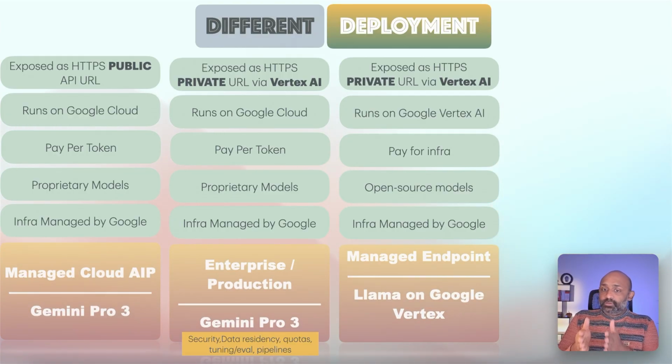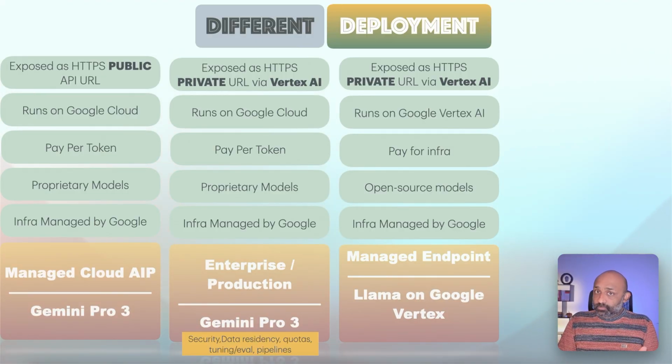The difference between this and the previous one is the previous one is for proprietary models like Gemini Pro. This one is more for open source models like Llama.